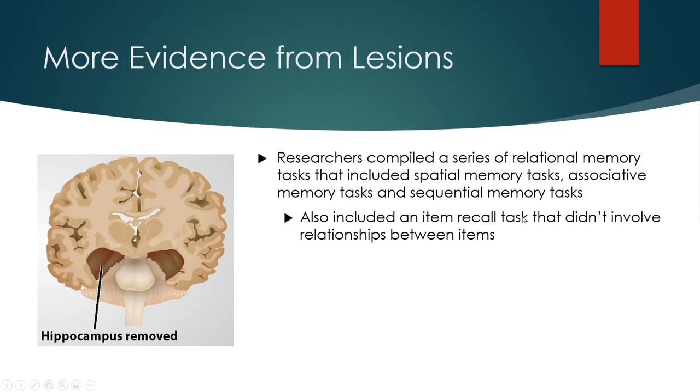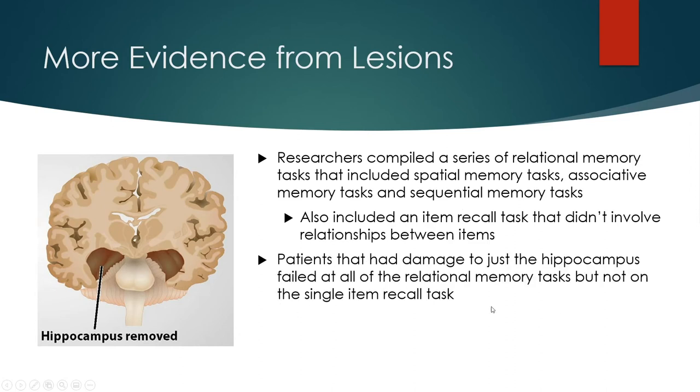They also had an item recall test, and it didn't involve relationships. So this wasn't a relational type task. It was just freely recall what the item was. And what they saw was that people that had damage to just the hippocampus failed at all of the relational ones, all of the things that required associating one thing with another thing and binding that information together. But they didn't have trouble on the single item recall task.